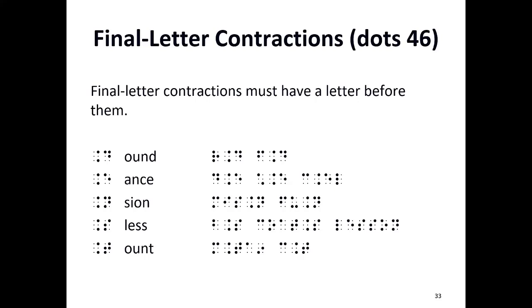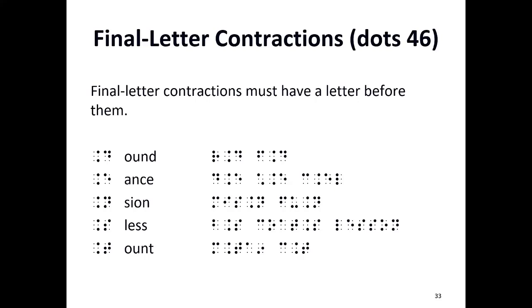The first one, for instance, it represents the letters O-U-N-D. D is the last letter of that sequence. So that's a D there in Braille, and the dots 4, 6 in front of the D means O-U-N-D. So depending which dots come in front of the D will mean different things. It could mean do with nothing around it, or it could be day if there's a dot 5 in front of it, or here we have dots 4, 6, D, O-U-N-D, and Braille round and found.